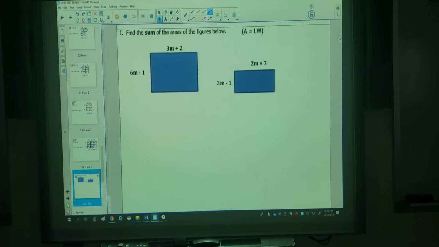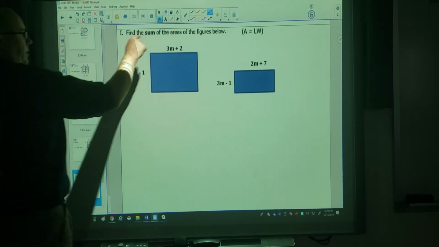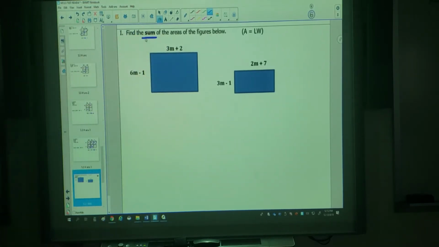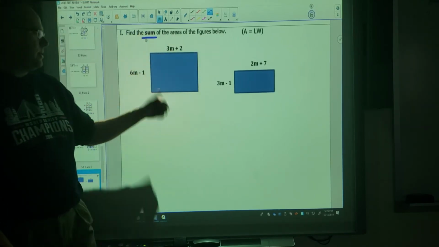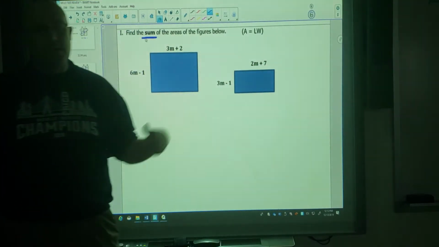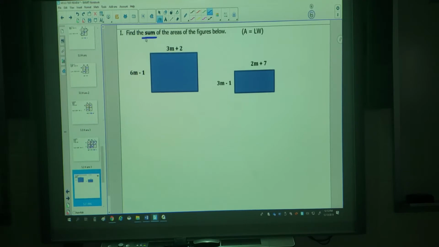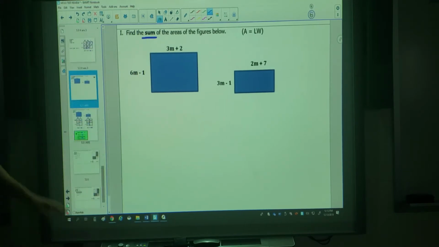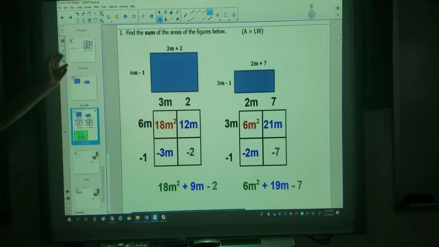Find the sum of the areas of the figures below. Well, first of all, I recognise sum means I've got to add. So I've got to find the area of this shape, and I've got to find the area of this shape, and then I've got to add the 2 answers together. So we've got a lot to do on this question. So this will be a very high scoring question. We basically just need to split up into sections though.